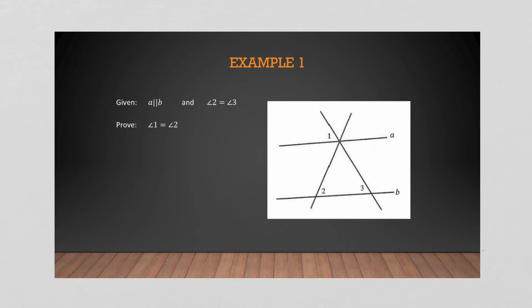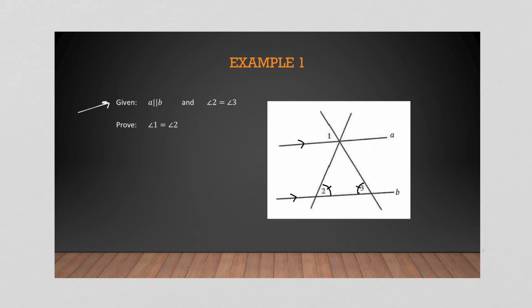So here we go. Always look at the statement. The statement is saying, given line A and B are parallel, that's what these two symbols mean. And that's important, right? Because that helps us. Now we can use our parallel line rules. And angle 2 equals angle 3. Okay, so now we know this is equal to this. Prove angle 1 equals angle 2. So now the idea is get there however you can.